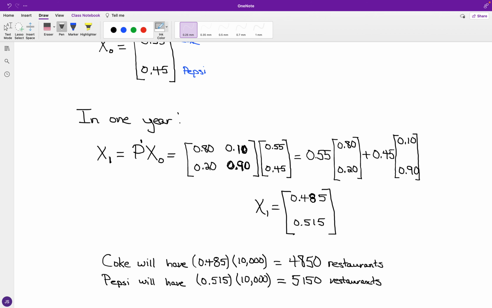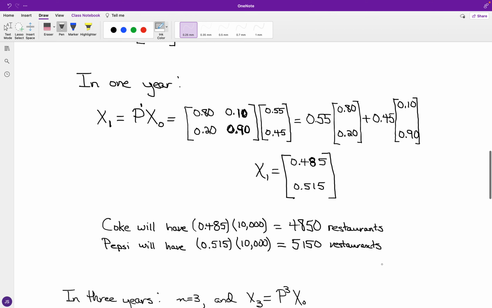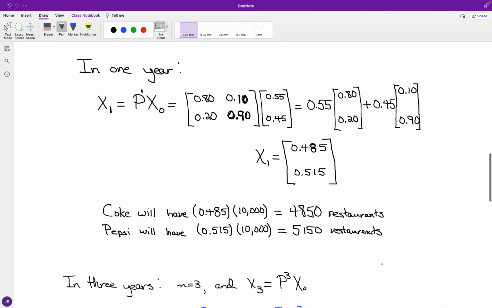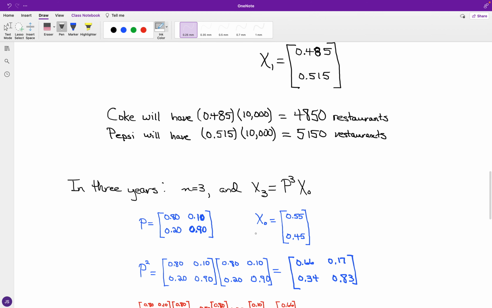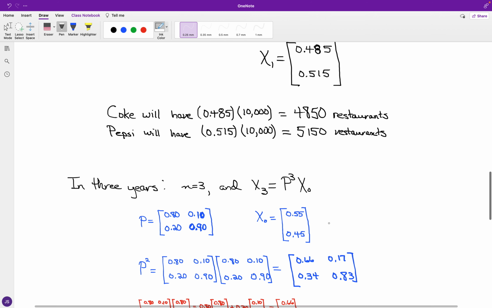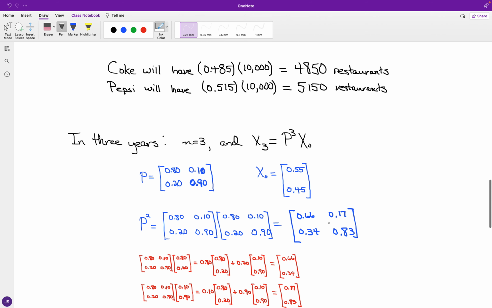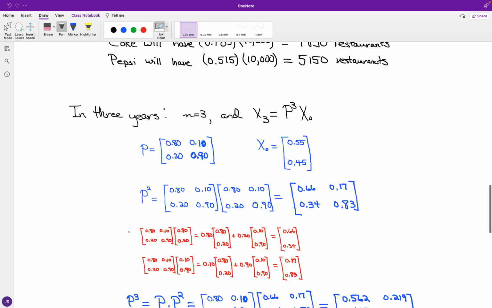I thought that the tide would turn, but I did not think that the change would be so drastic. Now, in the case of 3 years, going back to the Markov chain, you have x of n is equal to P to the n times the initial state matrix, and here n is equal to 3. Again you have the same 2 by 2 transition probability matrix and the initial state matrix, 0.55, 0.45.